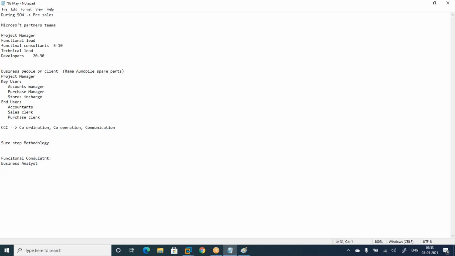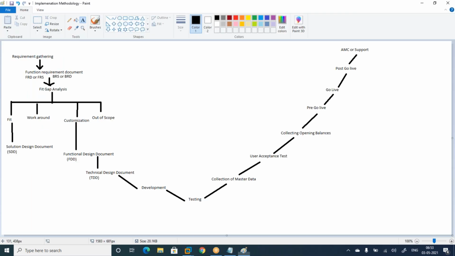Next one is the implementation consultant role. From here, this is the functional design document, and you can proceed from here. The solution design document also. The solution design document is a kind of user manual. Of course, the technical design document you are not writing; technical people will do it, and this is the work up to go live. This is the functional consultant role.